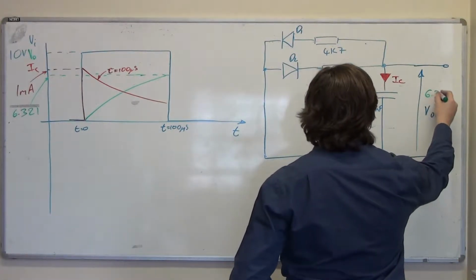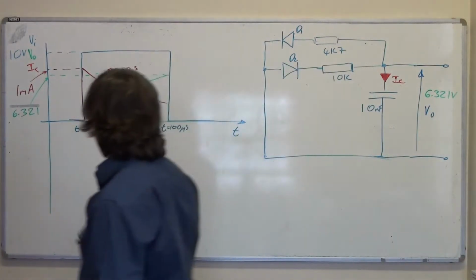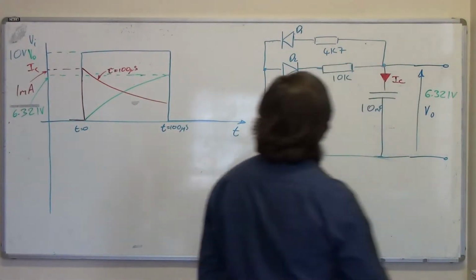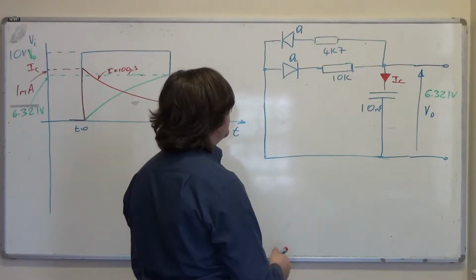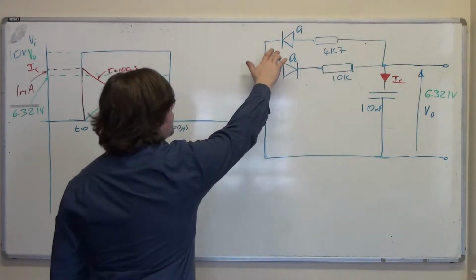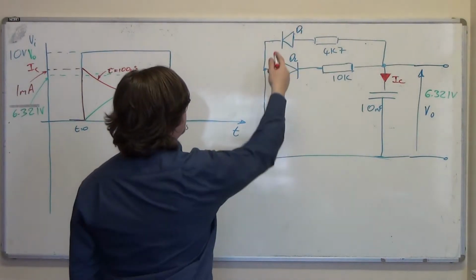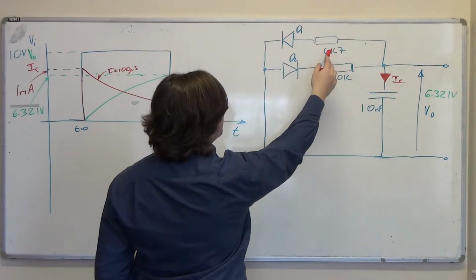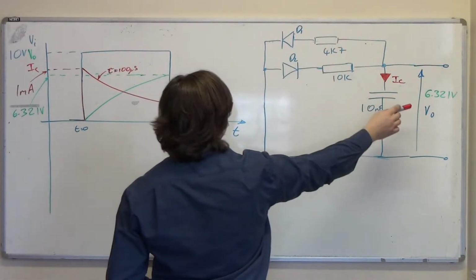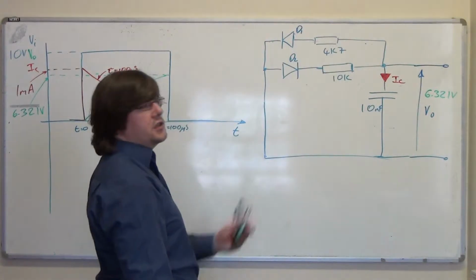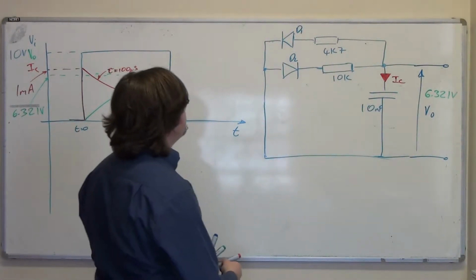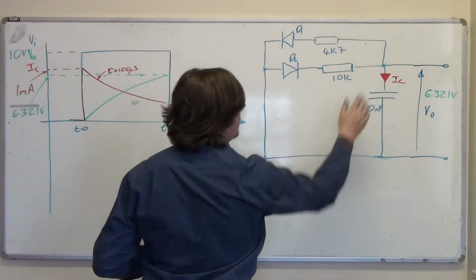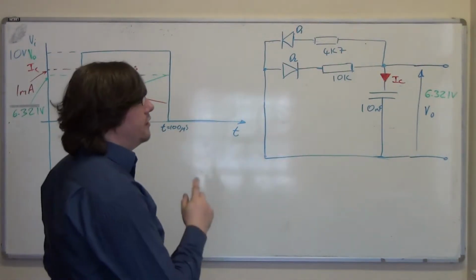Sorry, I need a volt symbol there, don't I? Alrighty, so this diode D1 will conduct, because assuming it's not conducting, we'll have no current through this pathway, so the 4K7 will have no current through it, so all of those 6.321 volts will appear across D1, which is more than 0 volts, so D1 will conduct. So we'll have some current flowing out of the capacitor, so it's going to have to be negative because we've got current in as considered positive, so current out must be considered negative.